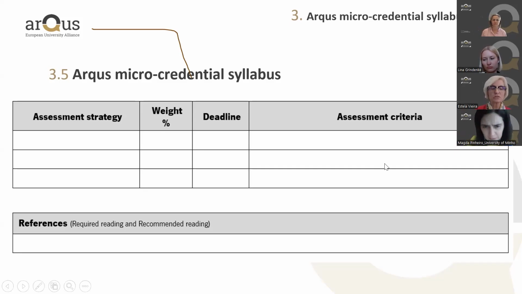Malgorzata asked a question. I guess she asked how we deal with different levels of students. I believe that each micro-credential should establish the target student, the target level. The proponents of the micro-credential must establish which kind of public, which kind of students, and which kind of background they should have. And the prerequisites are also mentioned.